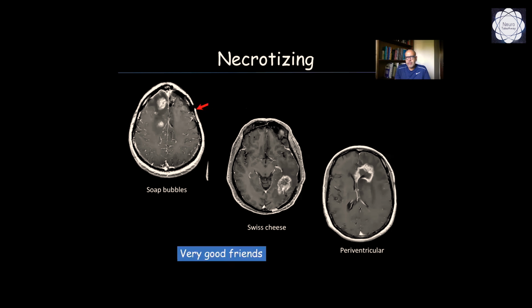There are three very well recognized patterns that are very typical of this irradiation necrosis. One of these is the soap bubbles pattern, as you can see in this first slide. This second pattern is the Swiss cheese pattern, and the last is the periventricular one. This is not the subependymal, which is very typical of true tumor progression. This is like the periventricular white matter pattern.